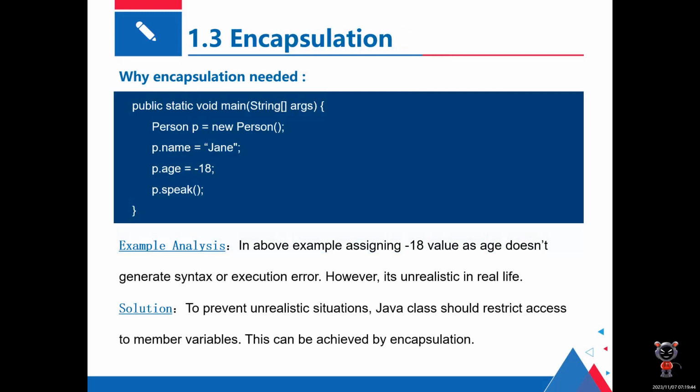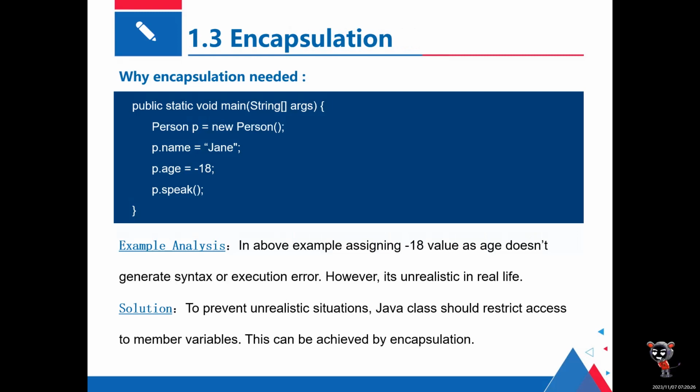Let's talk about encapsulation in Java. To understand the need for encapsulation, we can take this example in which we create an object of the Person as p, and we are going to assign values to the member variable name and member variable age. In this code example, you can see we assign -18 to the age. When we execute this program, it will not generate any error because -18 is an integer value. But in real life, it's very unrealistic because age cannot be negative.